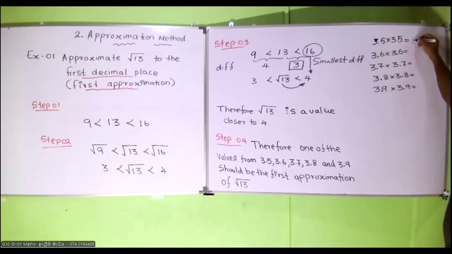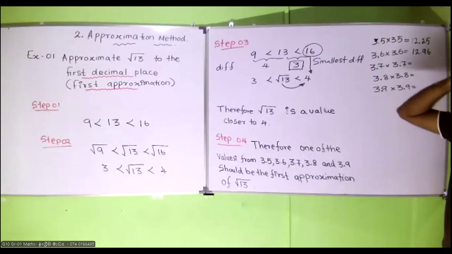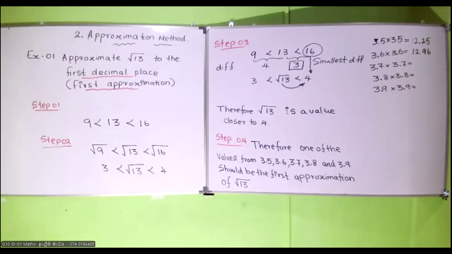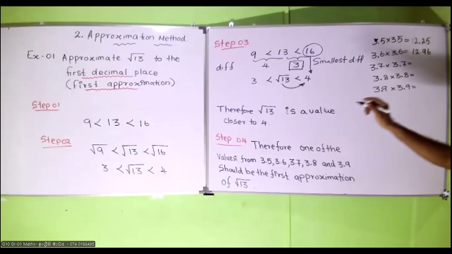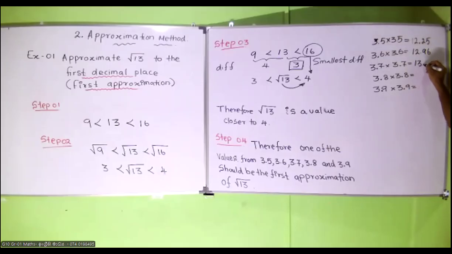Okay, this is 12.25, right? 3.6 into 3.6 means 12.96, right? Then 3.7 into 3.7. Okay, can anyone tell me or send me? Okay, Gagan has sent me. Nice. 13.96. 14.44. 15.21.